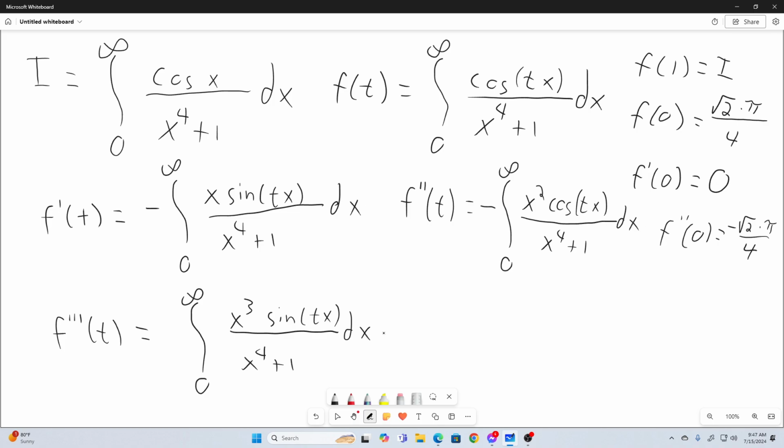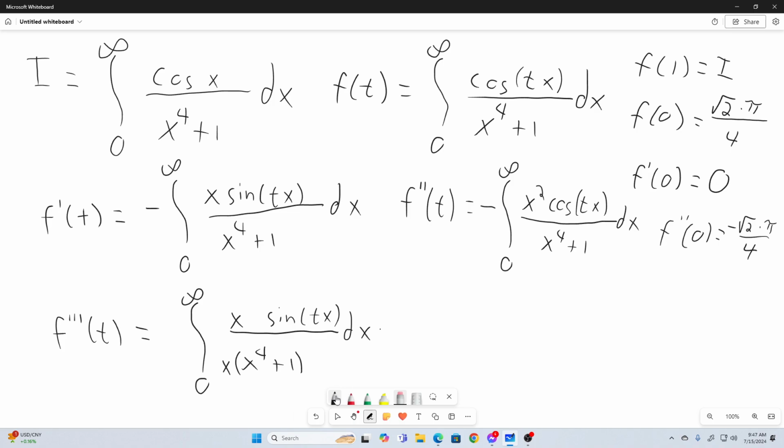And I will show you why that is. Let's multiply the top and the bottom of this by x. So that means this becomes an x to the 4th. Now let's introduce a parentheses there and introduce a plus 1 inside our parentheses. But having added that plus 1, what we've actually done is added an integral from 0 to infinity of sine tx over x times x to the 4th plus 1 dx. So we need to subtract that.